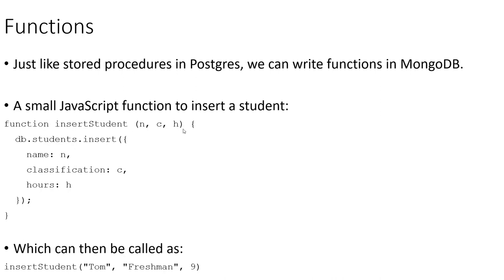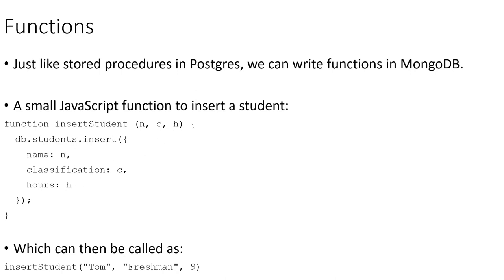It's going to take three arguments, and we can name these whatever we want. And in the example in the book, they're actually named with the same name as the attribute that's going into the document. I thought that was a little bit confusing, so I just abbreviated these to N, C, and H for name, classification, and hours. And every time we pass values in for these arguments, MongoDB is just going to execute this command db.students.insert name and then the value that we passed in for the n argument, classification, and the value we passed in for c, and hours and the value of the argument we passed in for h.